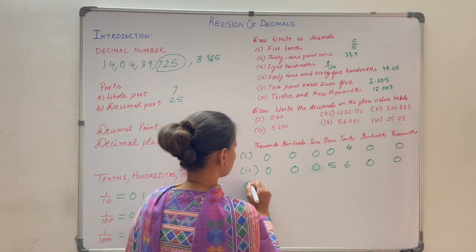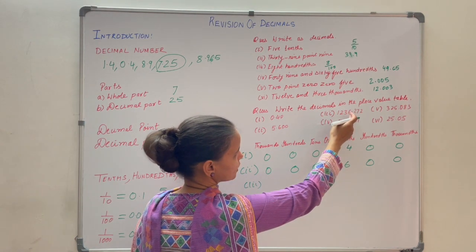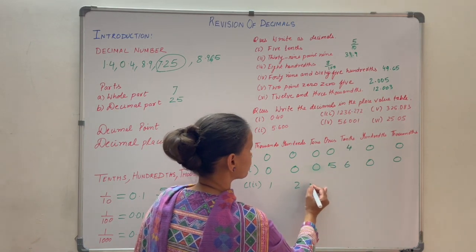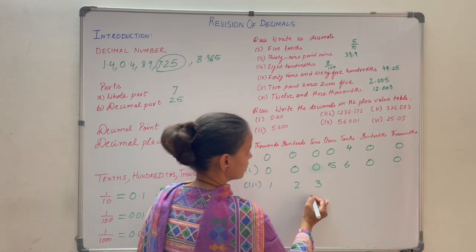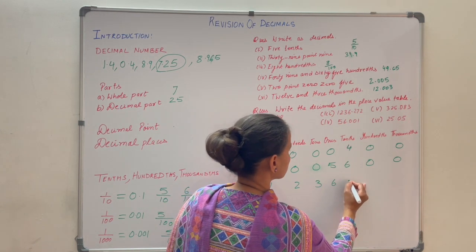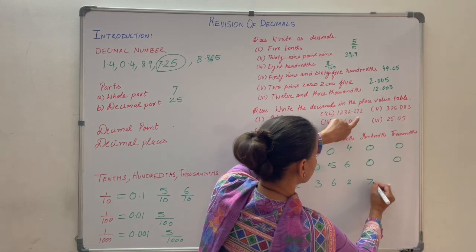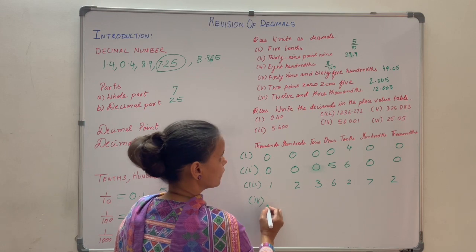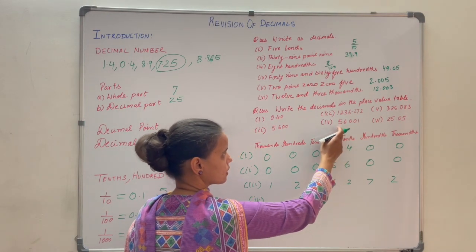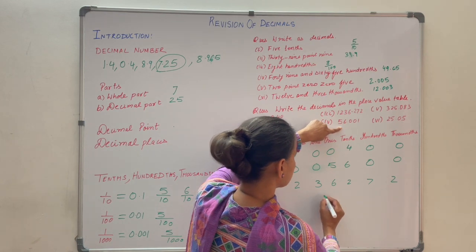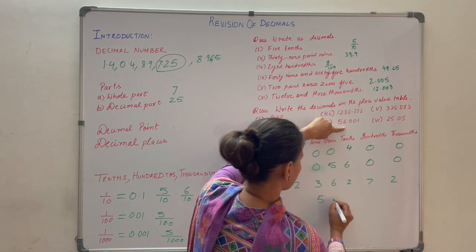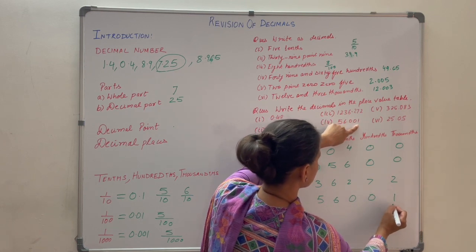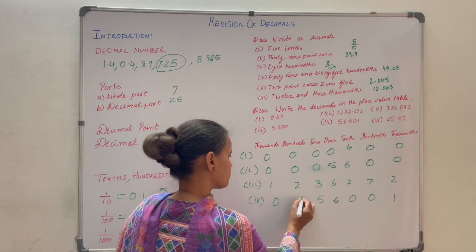Third question, 1236.272. So you have 1 in the thousands place, 2 in the hundreds place, 3 in the tens place, 6 in the ones place, 2 in the tenths place, 7 in the hundredths place, 2 in the thousandths place. Fourth question, 56.001. So 5 is in the tens place, 6 is in the ones place. Tenths and hundredths place is 0. Thousandths place it is 1. Rest all other places it is 0.